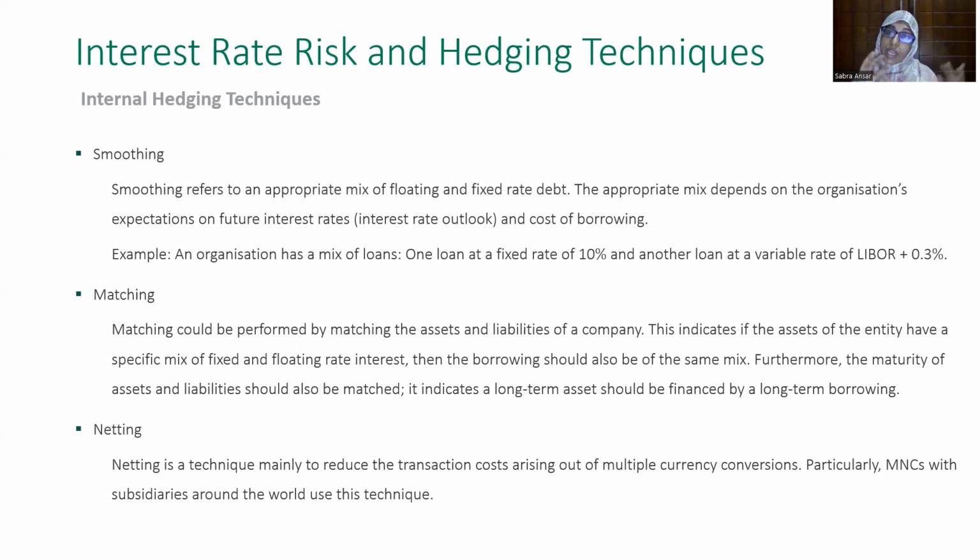Now let's look at matching. Matching is basically performed by matching the assets and the liabilities of the company. It indicates that if the assets of the entity have a specific mix of fixed or floating rate interest, then the borrowing should have the same mix. The maturity of the assets and liabilities should be matched, and long-term assets should be financed by long-term borrowing. The same thing will be matched upon. That's why you call it matching.